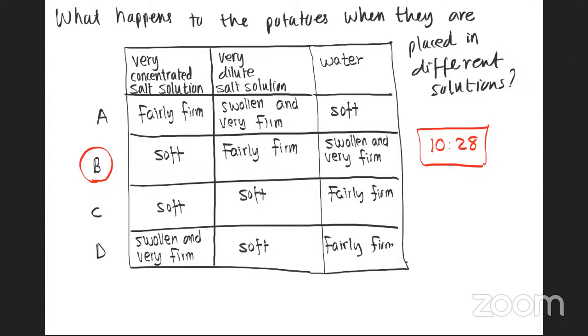Okay, good job. It's very well explained. So guys, for B, you have to compare the water potential. Concentrated salt solution has lower water potential than the potato. In osmosis, water molecules move from high water potential to low water potential. Potato water molecules move into the concentrated salt solution.